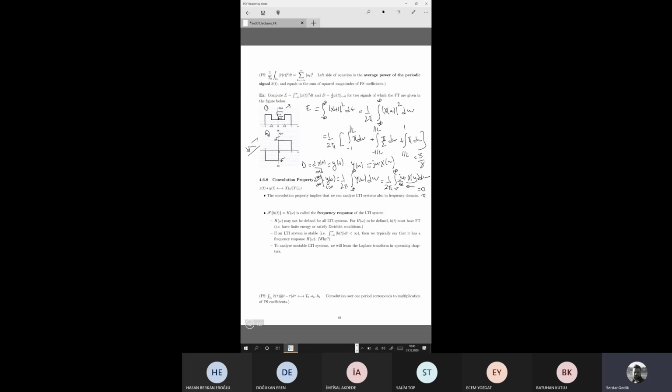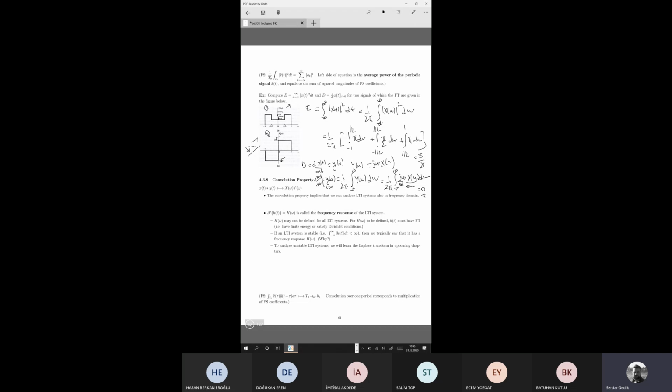Convolution property. Well, actually, this property is quite important. We will use this next term, next year, if you take the digital image processing course, where we will be dealing with those convolutions. It tells you that if you convolve two signals in time, they are multiplied in frequency. So this is the convolution property.